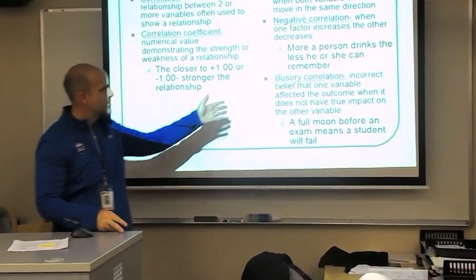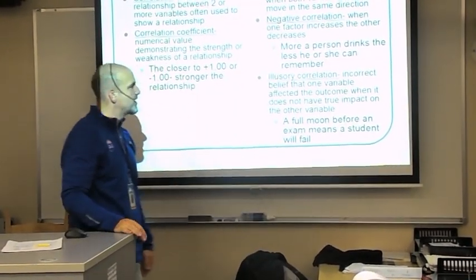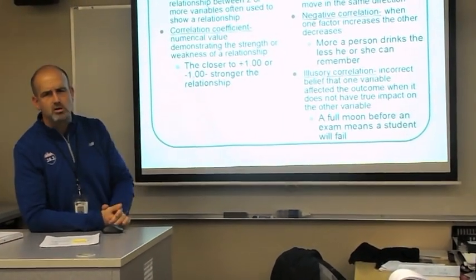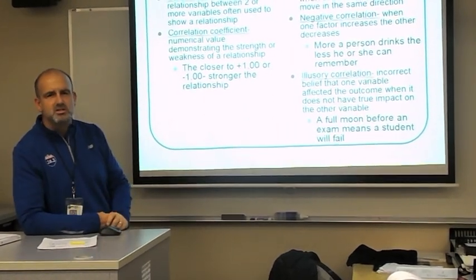Now this one's an interesting one. Illusory correlation is an incorrect belief, you're wrong, that one variable affected the outcome when it does not have a relationship. So in other words, an illusory correlation is there's no relationship there, but you might think so. This is what we call superstition.